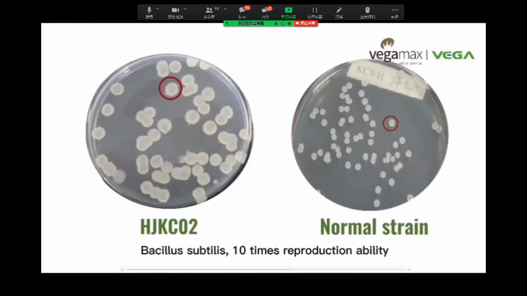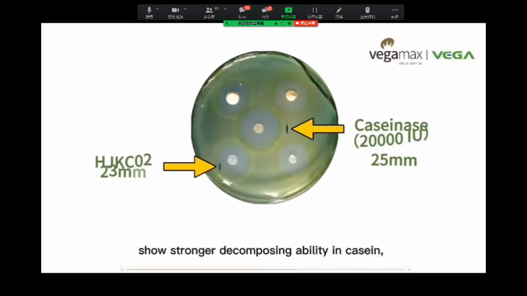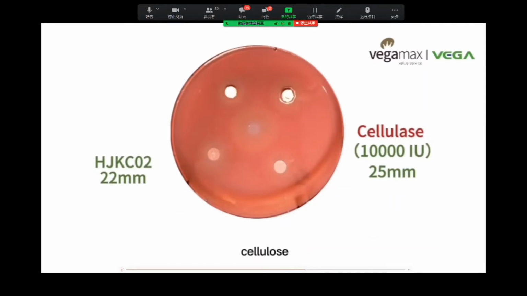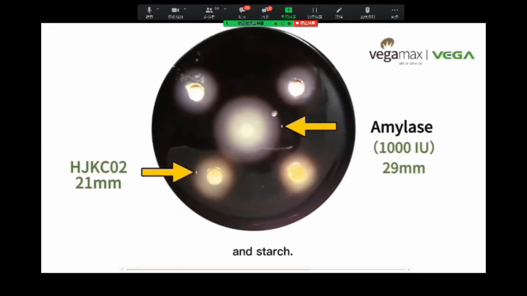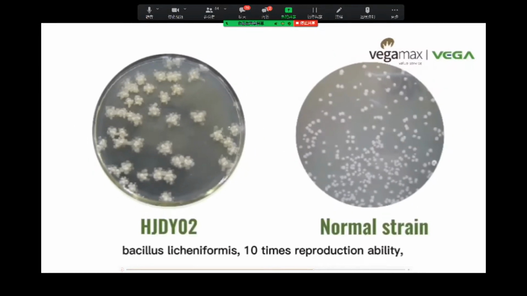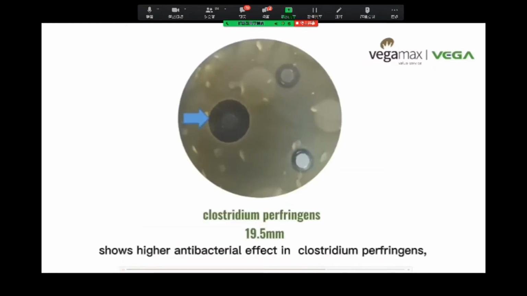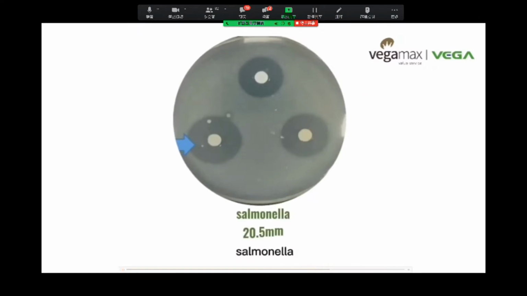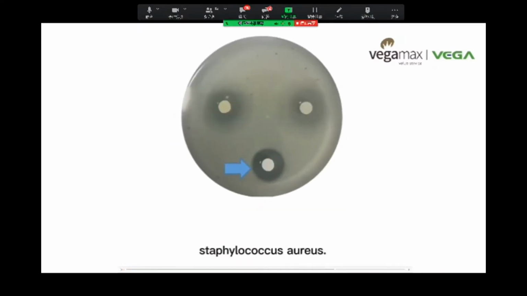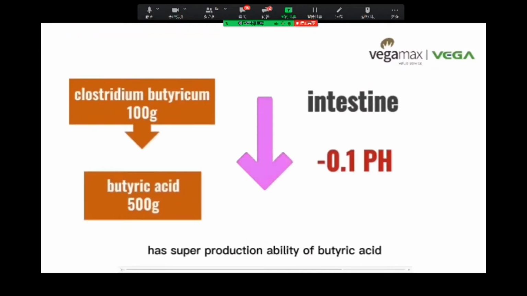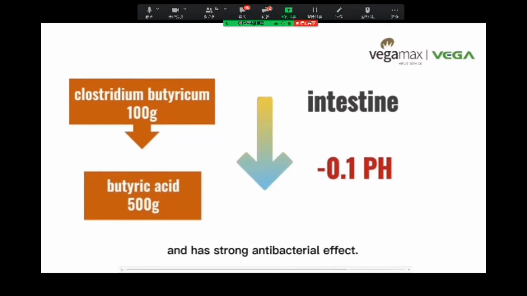Bacillus subtilis, with 10 times reproduction ability, shows stronger decomposing ability for casein, cellulose, and starch. Bacillus licheniformis, with 10 times reproduction ability, shows higher antibacterial effect against Clostridium perfringens, Salmonella, and Staphylococcus aureus. Clostridium butyricum has super production ability of butyric acid and a strong antibacterial effect.